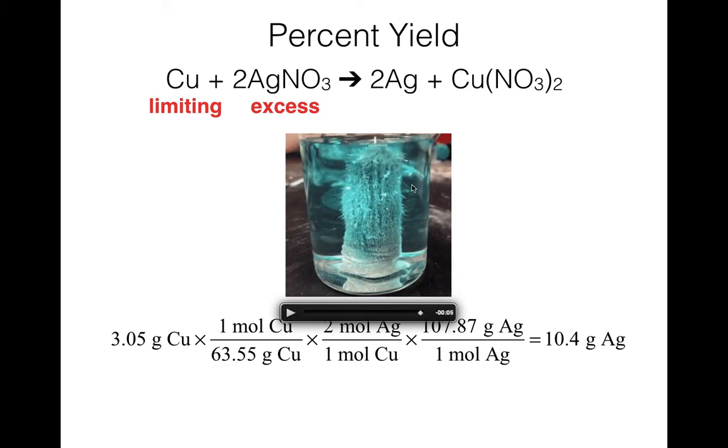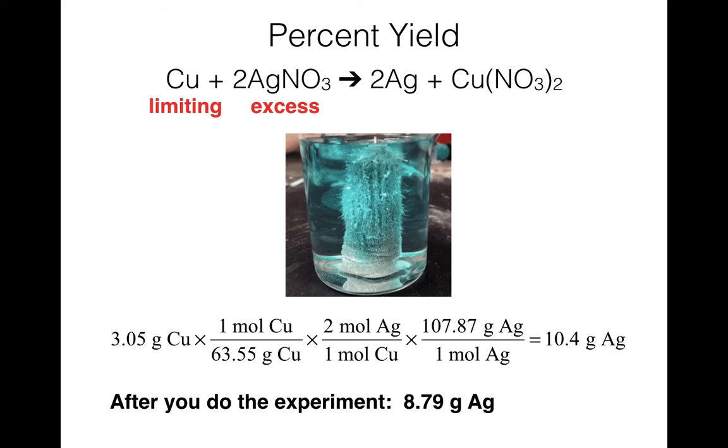So what we do is we take all those crystals out, we wash them, and then we take their mass, and after the experiment, we get 8.79 grams of silver. What? Right? We get not as much silver as we thought. Does this make sense? It should probably make sense. Most of you would probably guess that we would not produce the exact amount. And you'd probably also guess that we'd make less than what we predicted.